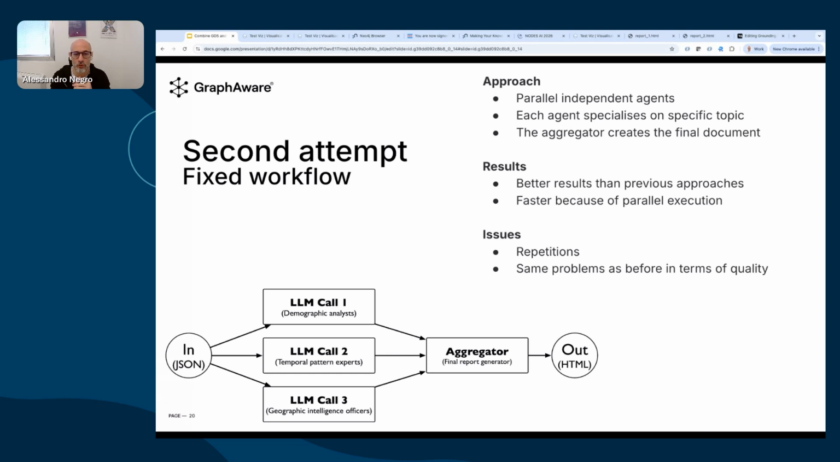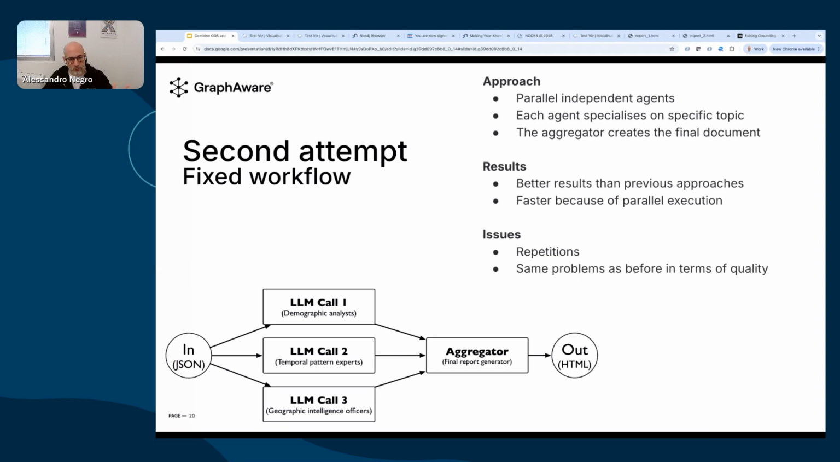Of course, this approach generated better results than the previous one, even in terms of quality, and it was faster because of the parallel execution. But unfortunately, we had a lot of repetition because these 3 independent prompts tend to generate a few common pieces of information all the time. And also we suffered from the same problem that we had before with the computations, with the ordering, and also with the HTML generation.